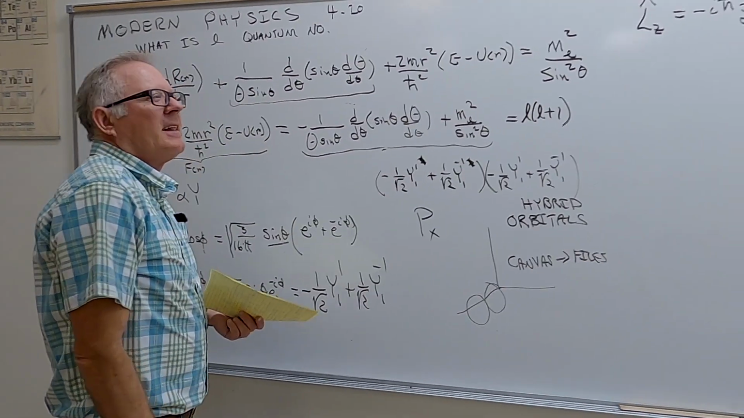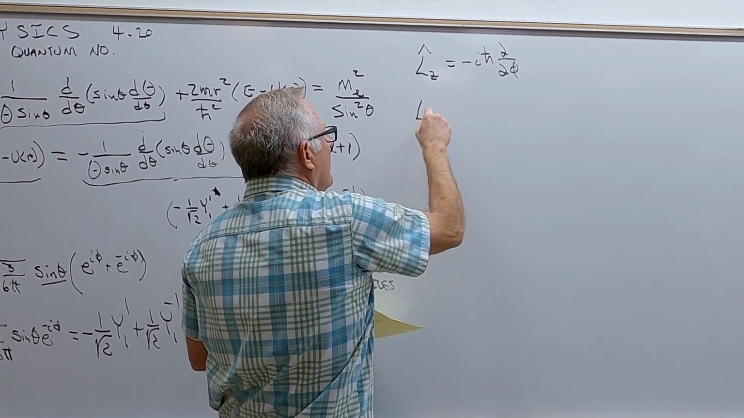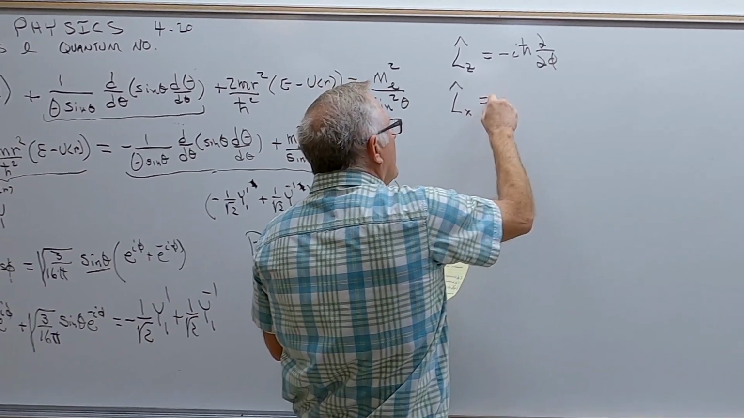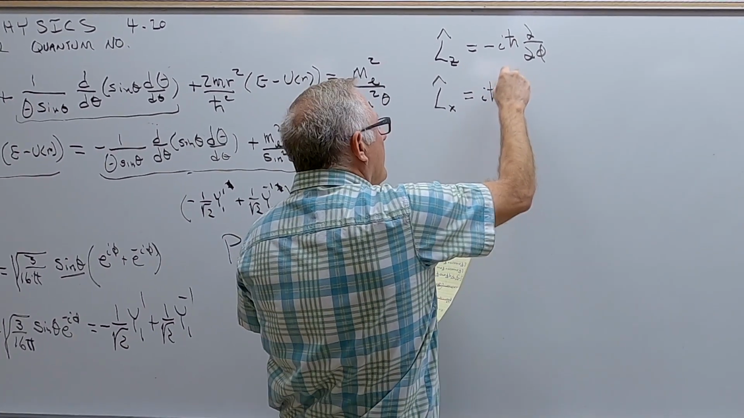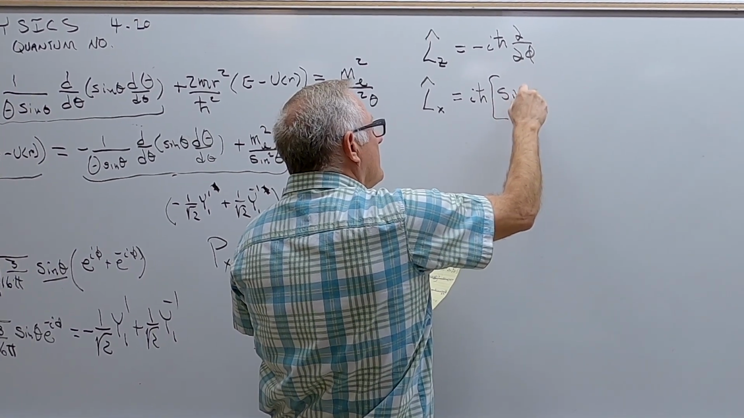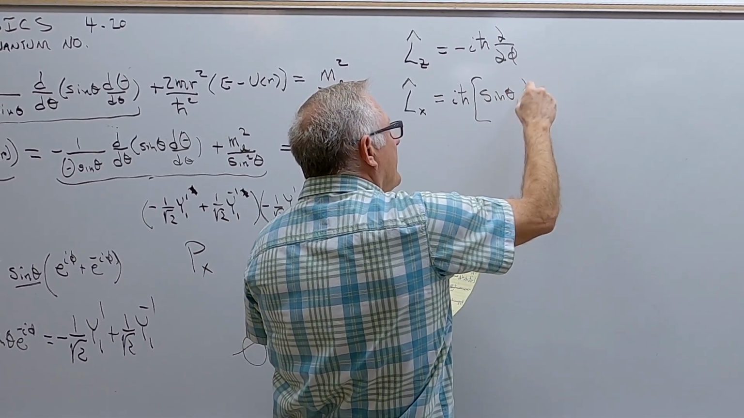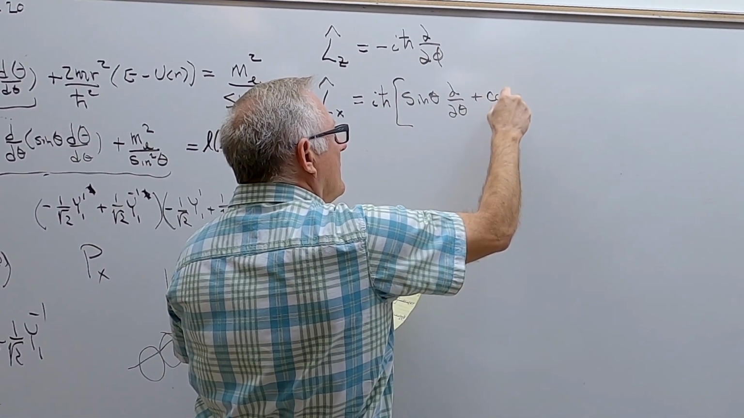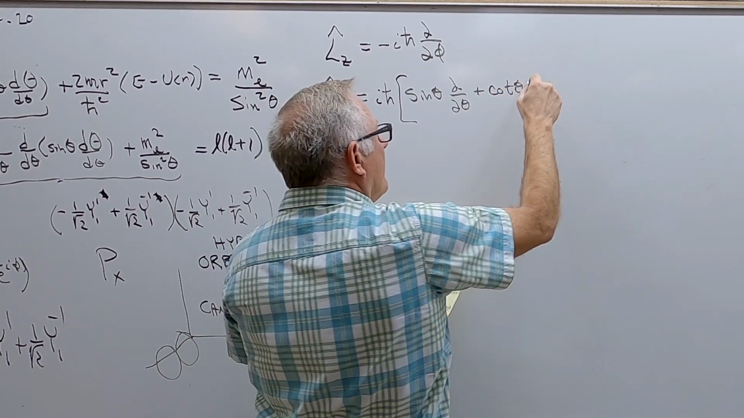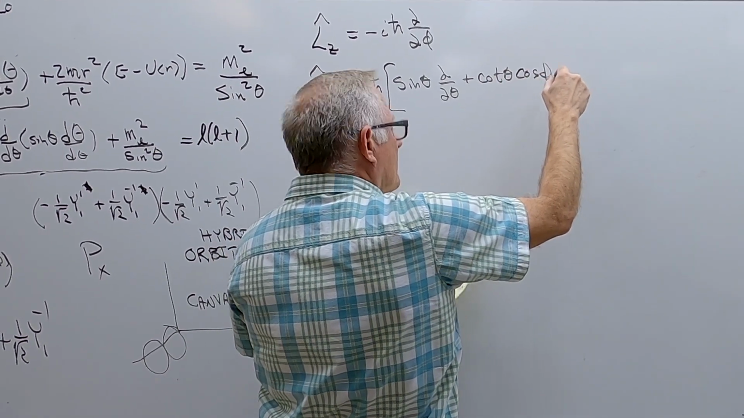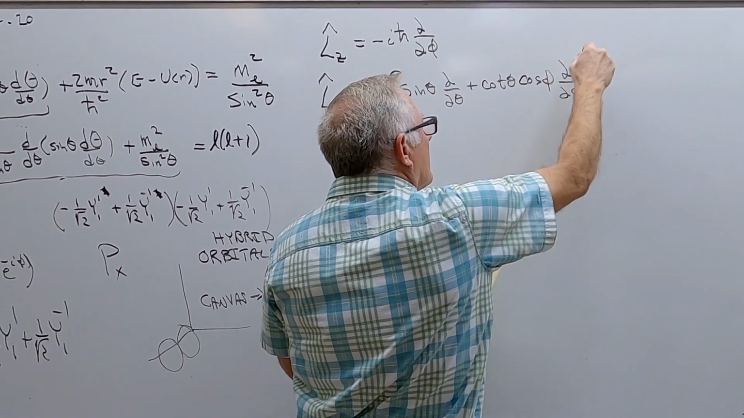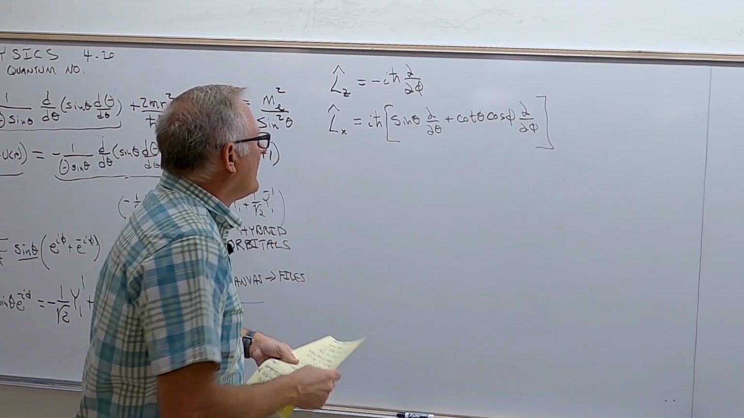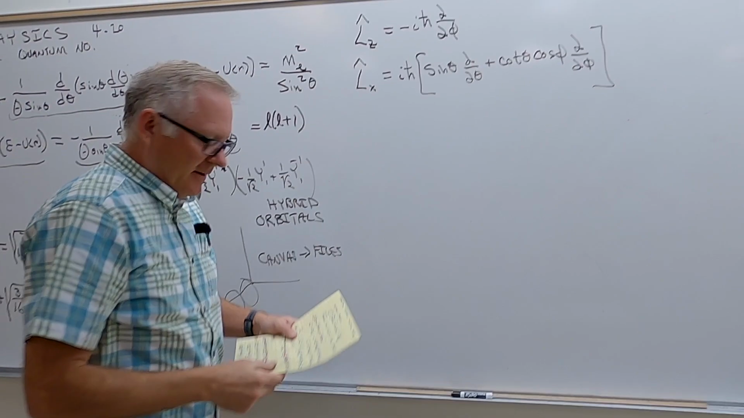Okay, well, what about the Lx? What does the Lx look like? Not so nice. The Lx is not so nice. It's actually i h bar sine theta partial with respect to theta plus cotan theta cosine phi partial with respect to phi. Okay, it doesn't look real nice right here. You probably don't use that for any operator. It's probably easier just to call that direction Z and use the Z right there.